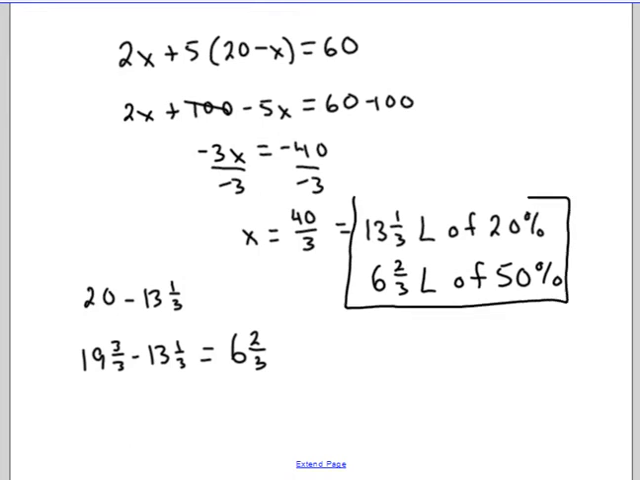You guys see how our common sense pretty much told us close to what the answer should be. I was guessing around 13 or 14 liters of the 20%.